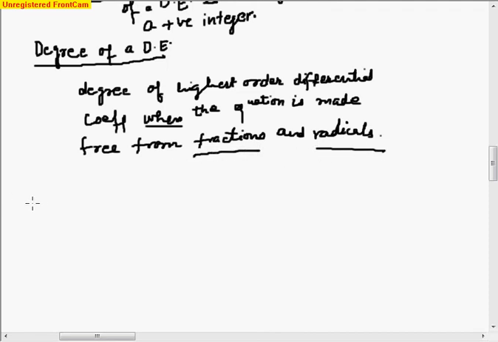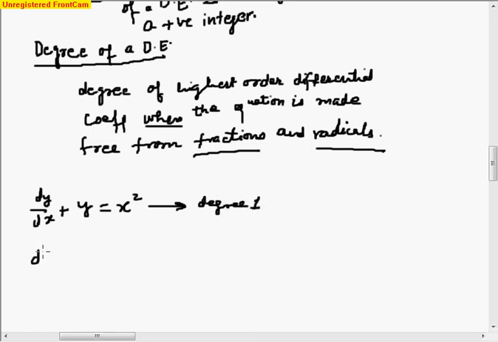Right? Okay, first we'll start with a simple thing. dy by dx plus y is equal to x square. This is a differential equation. Here x is the independent variable, y is the dependent variable, and this is the differential coefficient of order 1, and this is the highest order differential coefficient occurring in this differential equation. And what is the power of this differential coefficient? It is 1. So the degree of this differential equation is 1, right?